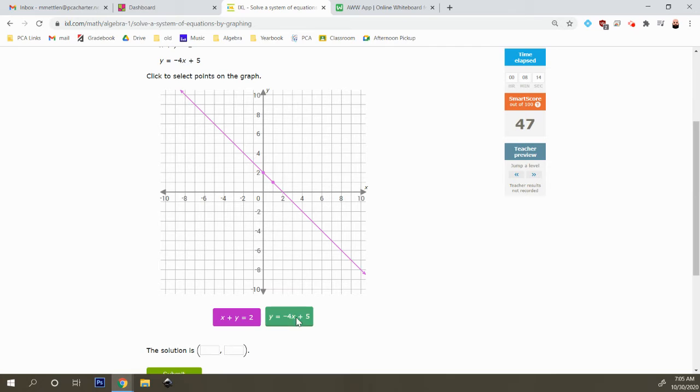Now the green one, it's in y equals mx plus b, so I don't have to do anything. I can just graph it. My y-intercept is 5, so I go up 1, 2, 3, 4, 5, click, put my dot. My slope is negative 4. I need it to be a fraction, so we're going to put it over 1. So negative 4 means down 1, 2, 3, 4 spaces over 1, and click. We have a shared dot right here. The x value of that dot is 1. And then the y value is 1.